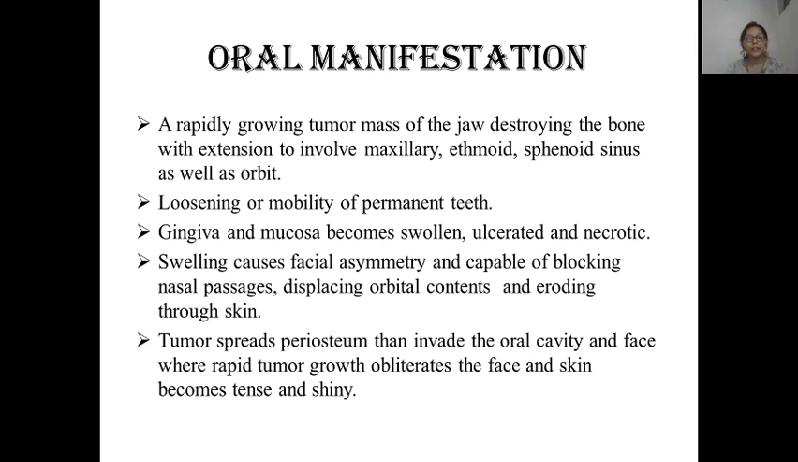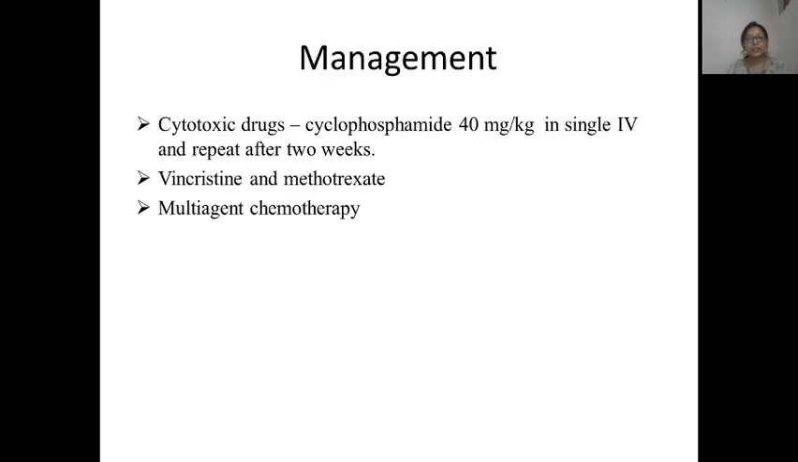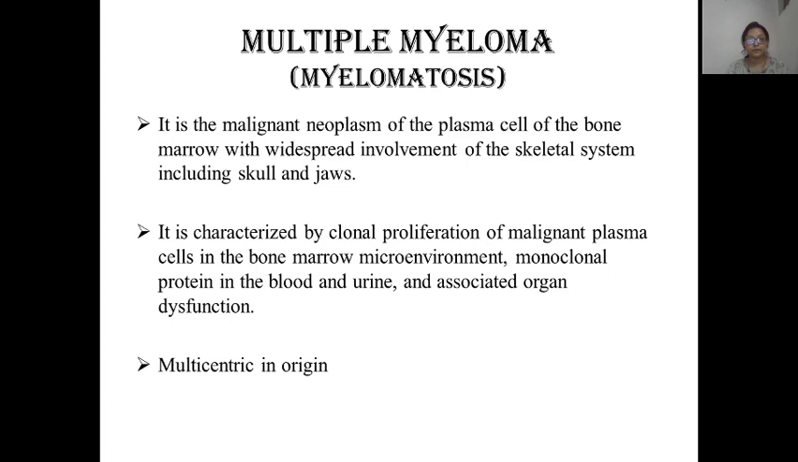Now, the tumor spreads through the periosteum and invades the oral cavity and face, where the rapid tumor growth obliterates the face and skin becomes tense and shiny. Also, facial asymmetry is seen here. Cytotoxic drugs like cyclophosphamide 40 milligram per kg in a single IV dose are given, and we have to repeat it after 2 weeks. Vincristine and methotrexate and multi-agent chemotherapy can be given.